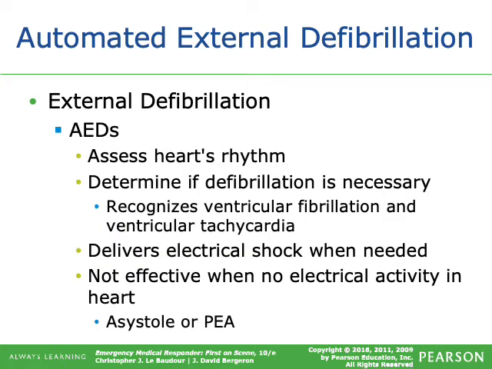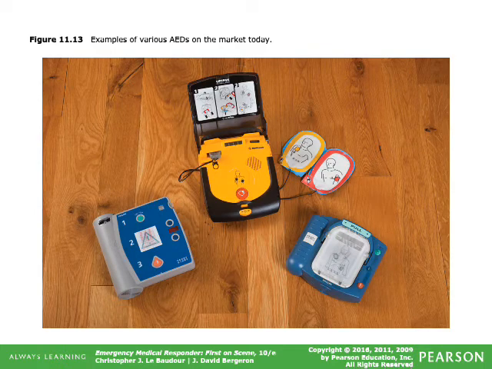AEDs assess the heart rhythm automatically. They determine if defibrillation is necessary. It recognizes VFib and VTAC and delivers an electrical shock when needed. It is not effective when there is no electrical activity in the heart. They're also not going to respond to asystole or PEA. These are just some examples of different kinds of AEDs that are on the market today.